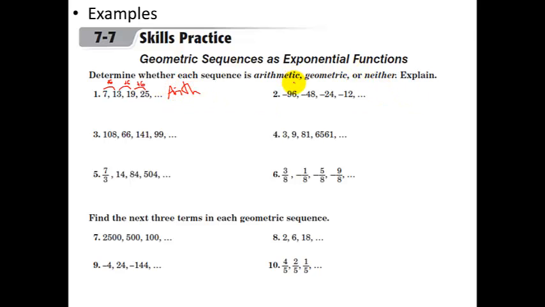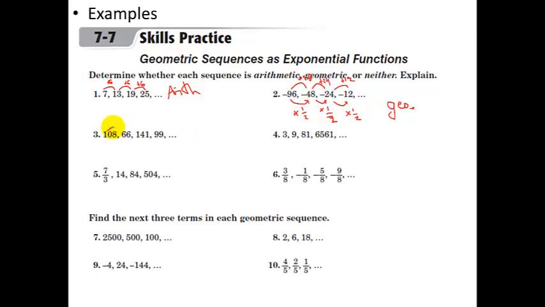Okay, let's try this one. To get from here to here, we add 48. To get from here to here, we add 24. To get from here to here, we add 12. So it must not be arithmetic because we're not adding the same amount each time. Let's check geometric. To get from here to here in terms of multiplication, we can multiply by 1/2. Okay, to get from here to here, we can multiply by 1/2. To get from here to here, we multiply by 1/2. So therefore, it must be geometric, because we can multiply by a constant ratio of 1/2 to move on from the first term to the next term.